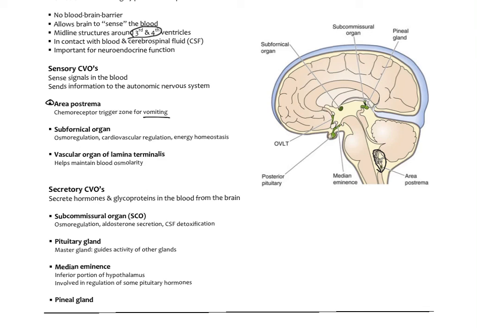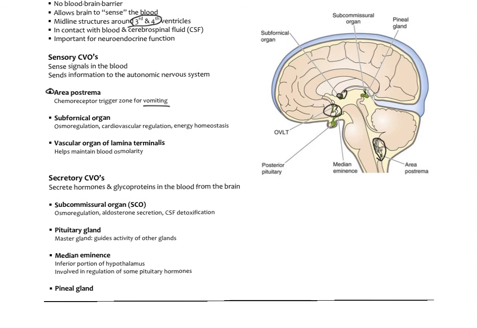There's something called the subfornical organ, which is up here in the third ventricle, and that is related to energy homeostasis, but also osmoregulation, which is regulation of pretty much salt in the blood, and then cardiovascular regulation. And then the vascular organ of the lamina terminalis. And that's found here, and that's going to help regulate blood osmolarity, which again is electrolyte concentration, primarily sodium. So those are sensory CVOs, and then there are secretory CVOs.